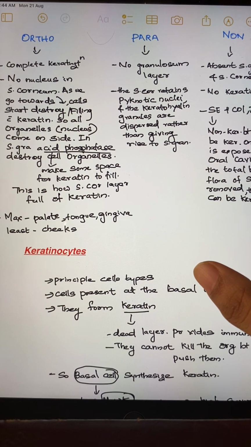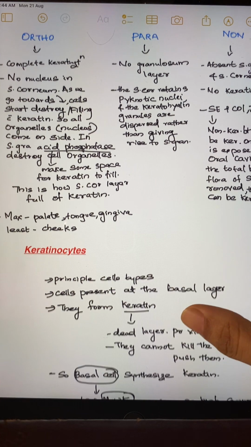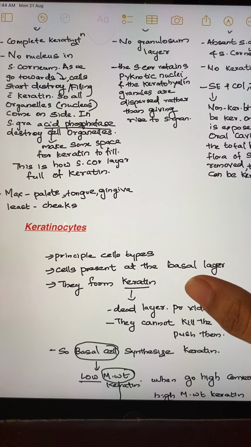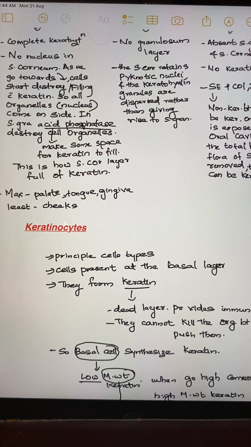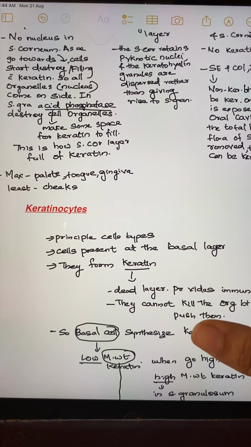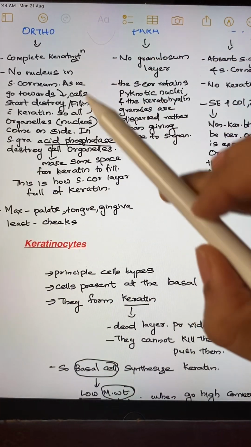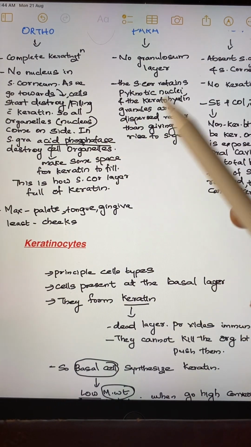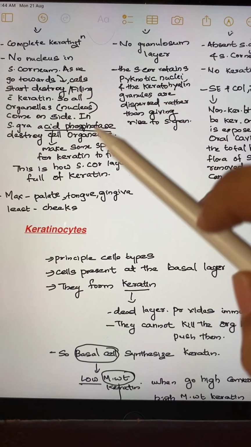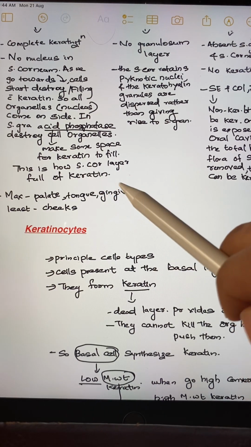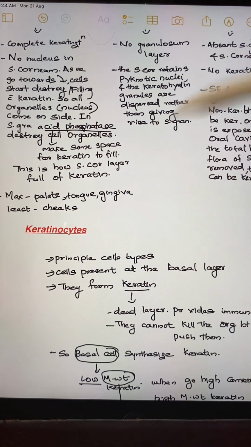In the stratum granulosum layer, acid phosphatase destroys all the cell organelles. This makes some space. So the nuclei have reached a corner area, and the remaining space is filled with keratin. This is how the stratum corneum layer is full of keratin. And this orthokeratinization is maximum. This is a complete keratinization. This keratinization is maximum in the palate, tongue and the gingiva, and least in the cheeks.